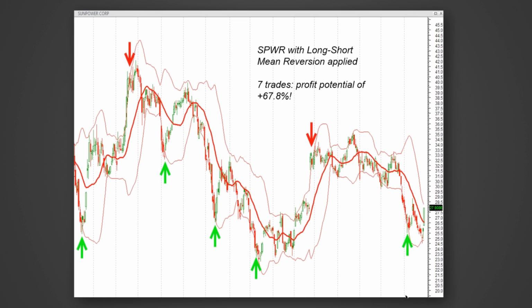I'm going to give you a mean reversion setup on a different chart. No, you know, I don't have a mean reversion setup for you here. I'm sorry. I thought I did, but I don't. So we'll just leave it at that.